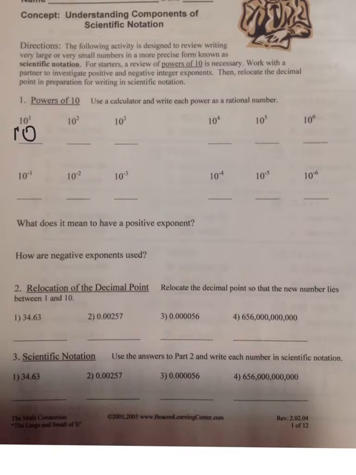Ten to the second power is the same thing as saying 10 times 10, and that's going to give you 100. 10 to the third power would be 10 times 10 times 10, and that would give you 1,000. So take a look at these three answers and see if you see a pattern between the answer and the exponent. You can pause this and think about it.